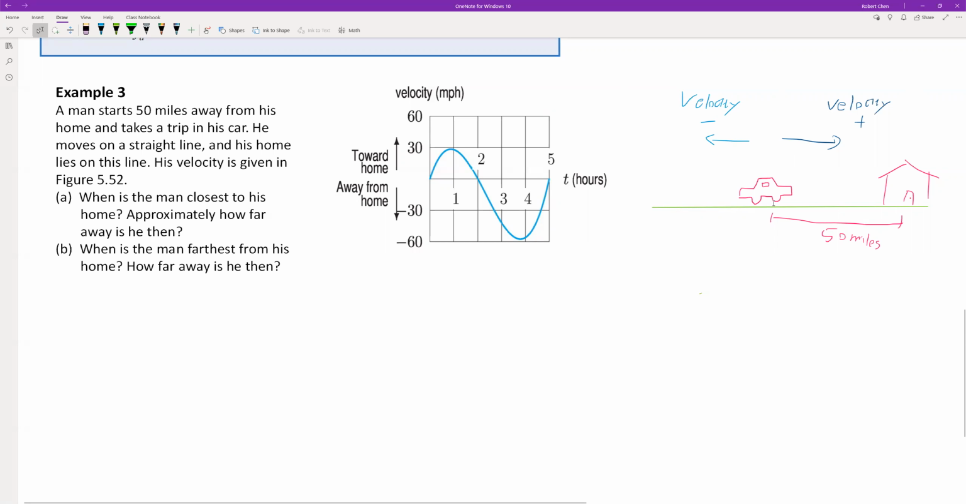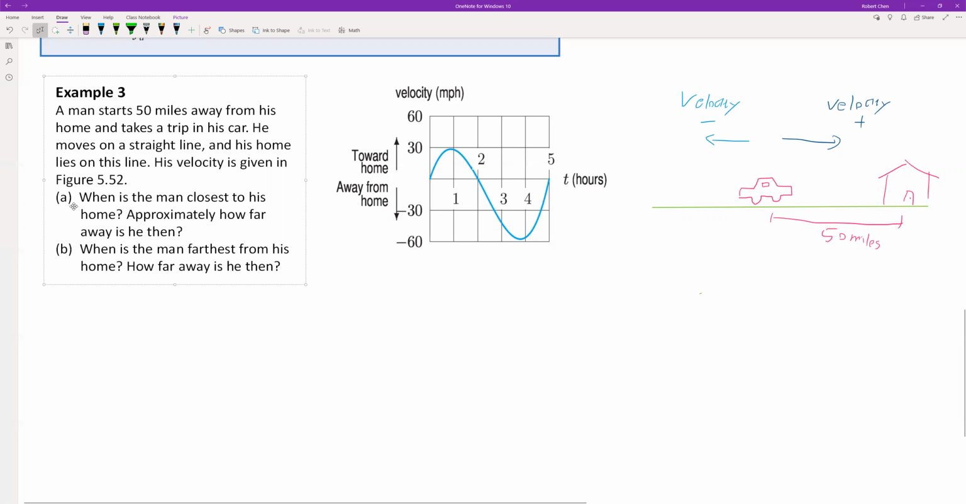Essentially, we have a little cartoon to show what we are looking at here. This man is 50 miles away from his home. If he is traveling towards the house, then we see that as a positive velocity. If he's traveling away from the house, then we consider that as a negative velocity. We want to answer these two problems, part A and B. A, when is the man closest to his home?